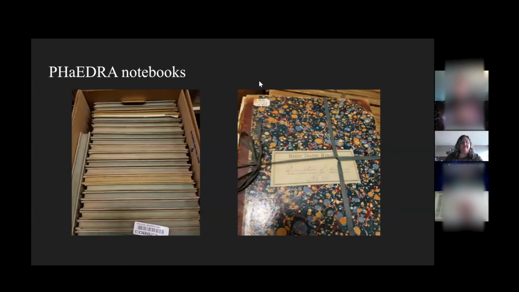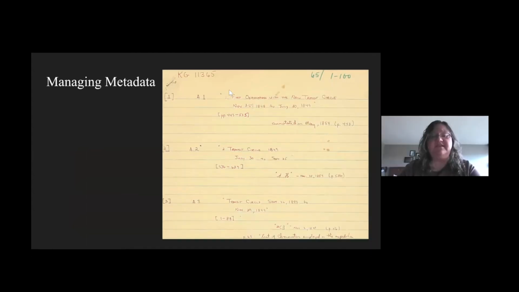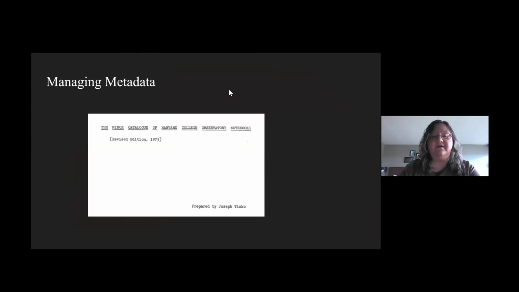There we go. So I'm going to talk about how we went from having 2,500 handwritten notebooks stored in 135 boxes to verified metadata, digital scans, and PDFs that can be viewed by anyone in the world. It started in the 1970s when Joseph Timko from Columbia University in New York visited the observatory. He worked with Dr. Martha Lillard, who was the curator of the glass plate collection at the time, to meticulously catalog the notebooks by hand. He produced a typed catalog using a typewriter of these volumes in 1975.